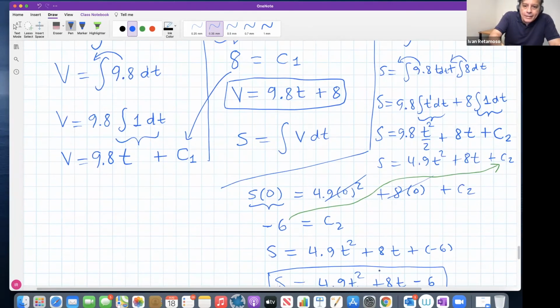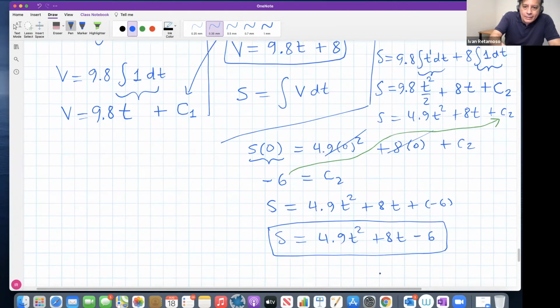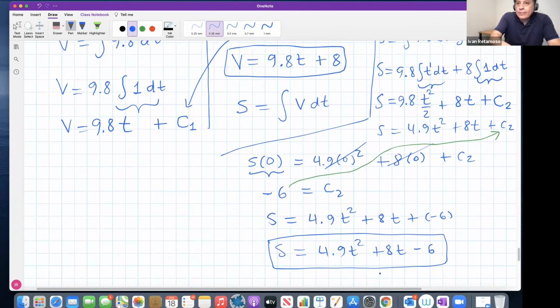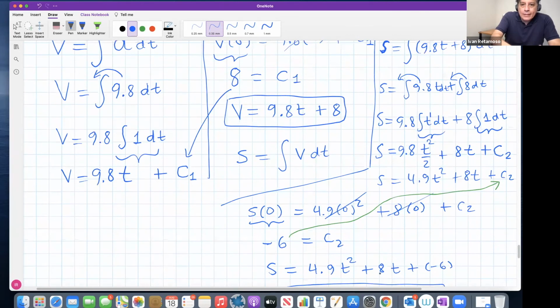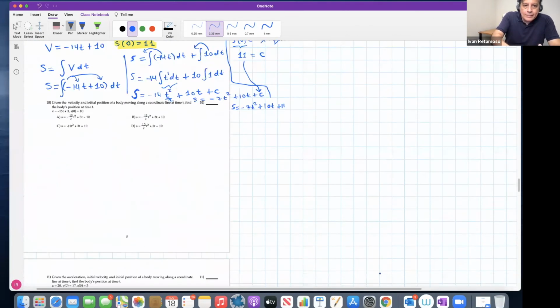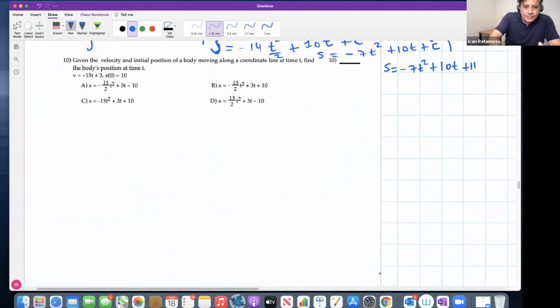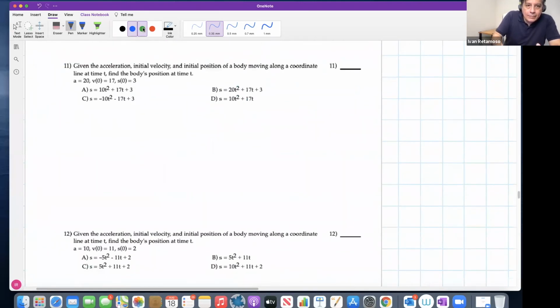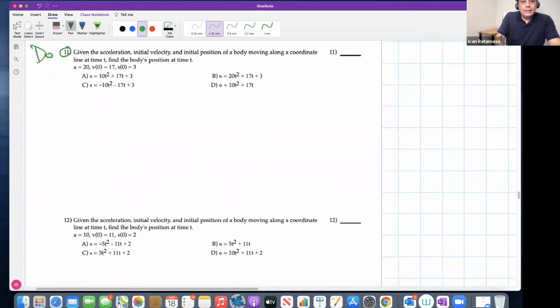All right, so now I want you to practice in this form. So let's go to our worksheet here. And let's do this too. Number 11, can you try this? I will give you the hint. They are saying that given the acceleration, initial velocity, and initial position of a body moving along a coordinate line at time t, find the body's position at time t.